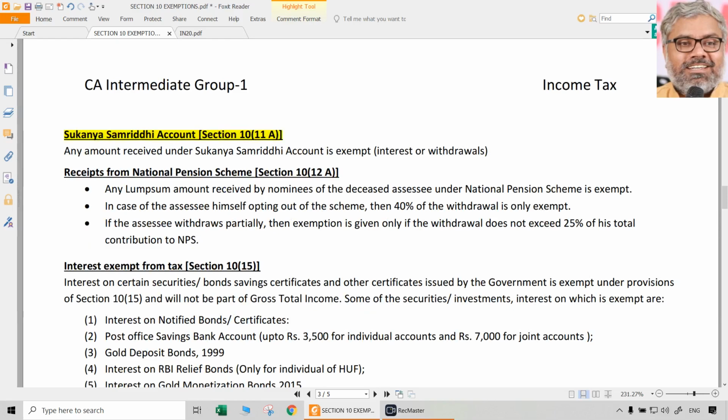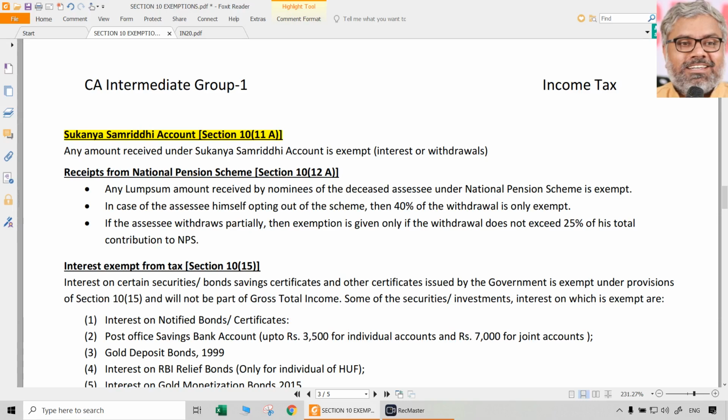This is just a name, you have to remember that. Sukanya Samruddhi Account. These are some of the general names, you have to remember them. Nothing to byheart them, but you should be able to identify. When you see this, you should think, oh, some exemption is there for this. Section number, if you remember or not, it's okay, it's up to you.